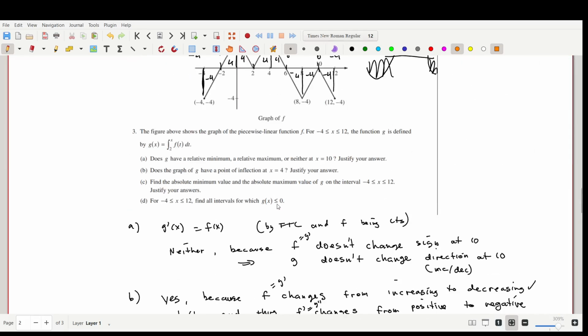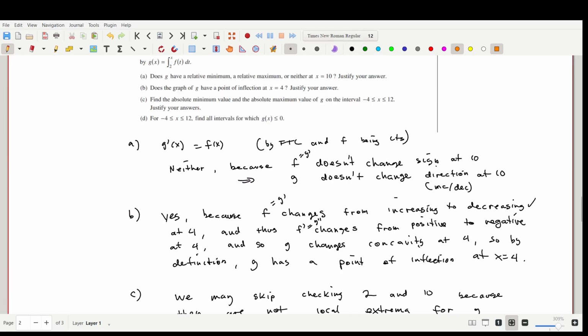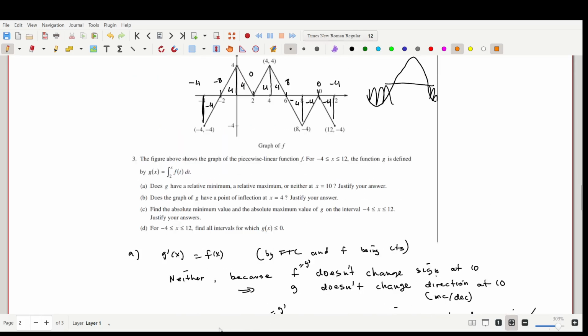Okay, let's check my answers and I'll talk about D, what they actually want you to say, because I'm being a little bit nitpicky. Okay, let me pull it up here. Function has neither relative nor max. Yep, has a point of inflection. Yep. -2, -8, 6, 8. Yep, got those.